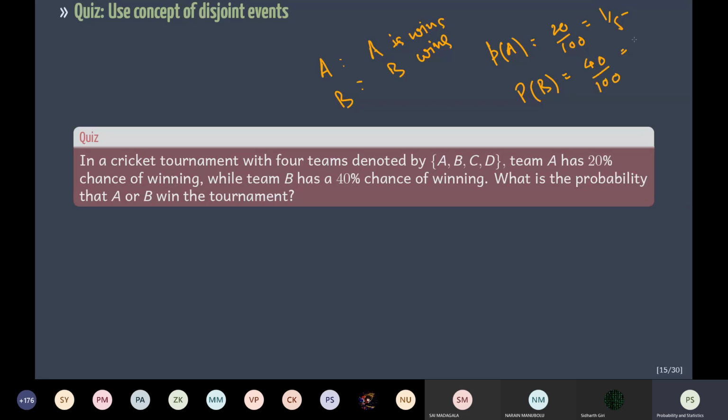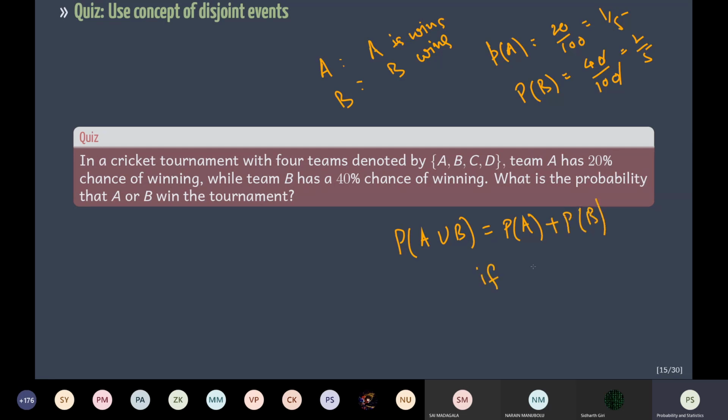which is 2 over 5. Now the question being asked is the probability of A or B. When you say "or", then it's a union. So what do you do in problems like this? One of the things we have to see is whether these events are mutually exclusive, because so far what I know is that if A and B are mutually exclusive, then this is nothing but the probability of A plus the probability of B.